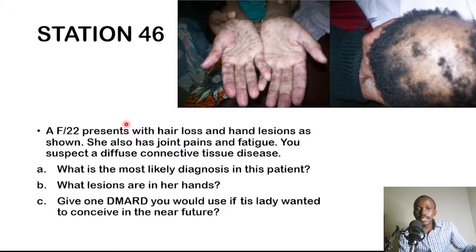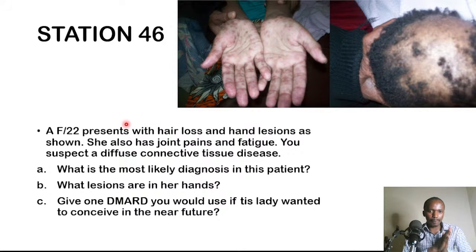So station 46, a female 42-year-old patient came in with hair loss and hand lesions as shown. She also has joint pains and fatigue. You suspect a diffuse connective tissue disease. What is the most likely diagnosis in this patient? What lesions are in her hands? Give one disease-modifying anti-rheumatic drug, or DMARD, you would use if this lady wanted to conceive in the near future.